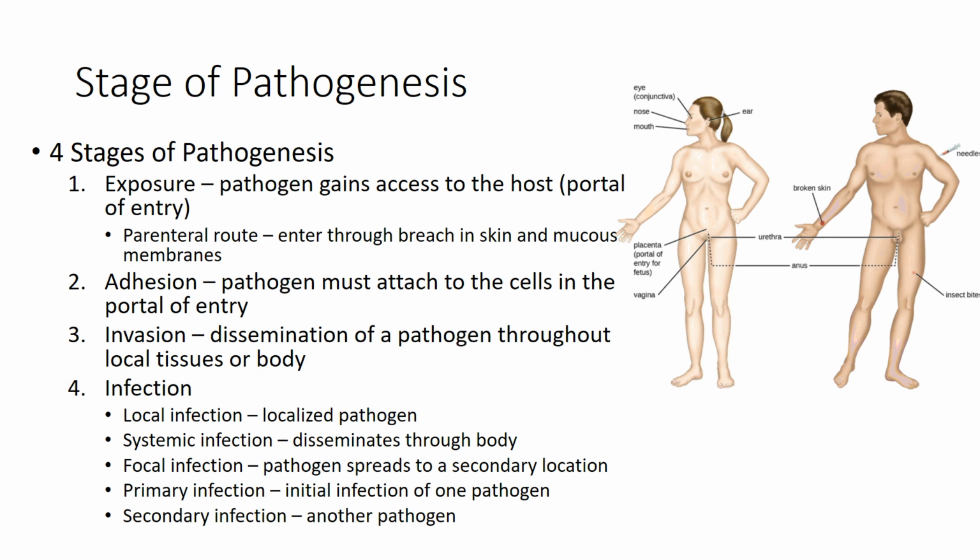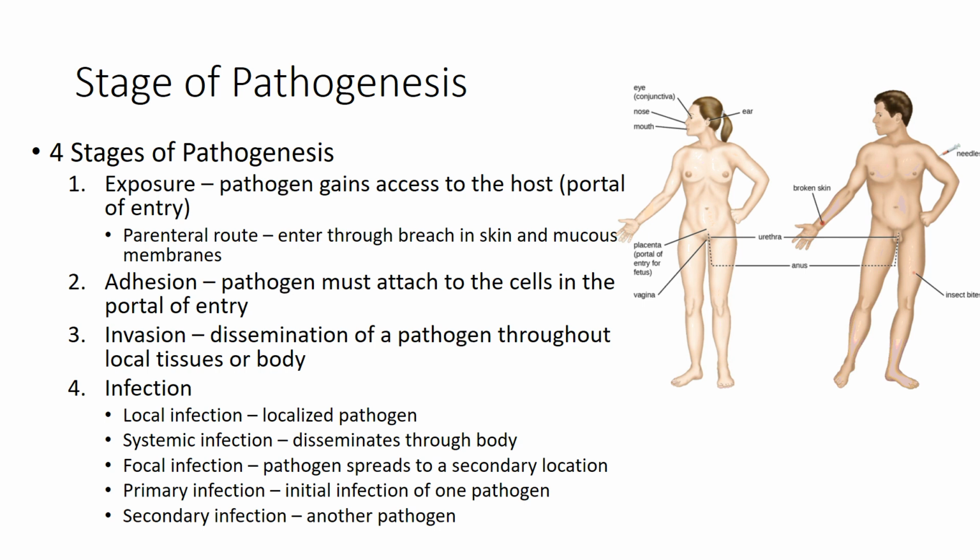After exposure, then we get adhesion. The pathogen may get into your blood, for example, but if it's going to infect your liver, it's got to be able to attach specifically to your liver cells. Invasion is the third step, and that's when the pathogen goes throughout those local tissues and parts of the body that it wants to infect. And then the last step is infection. There's different types of infection.